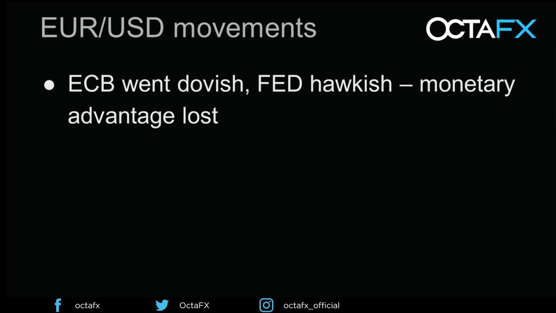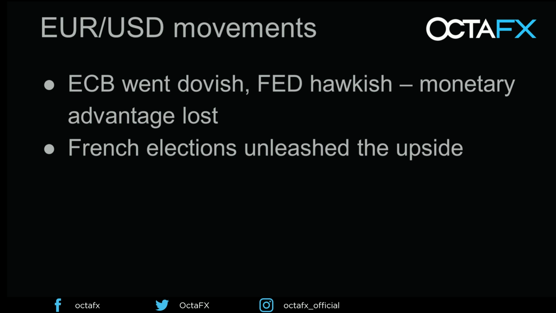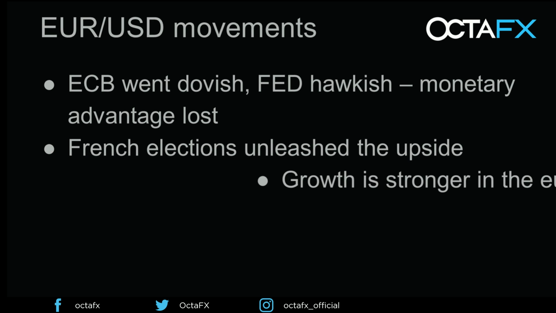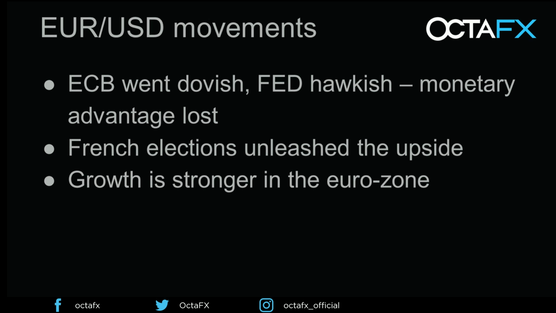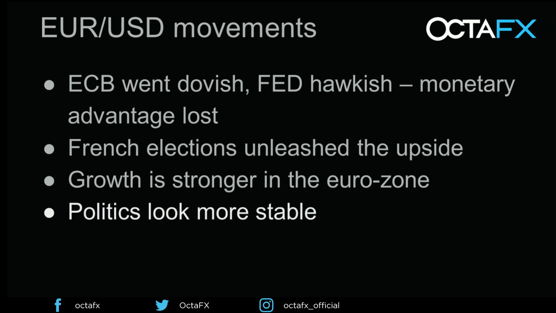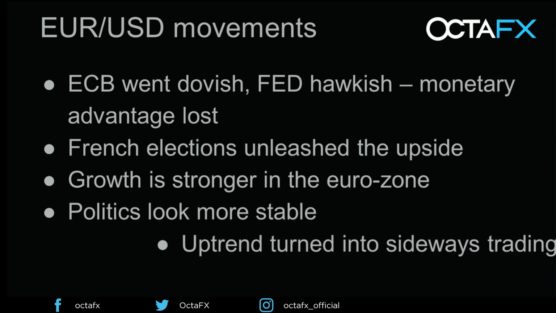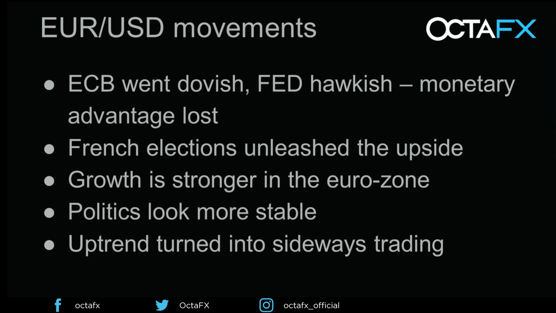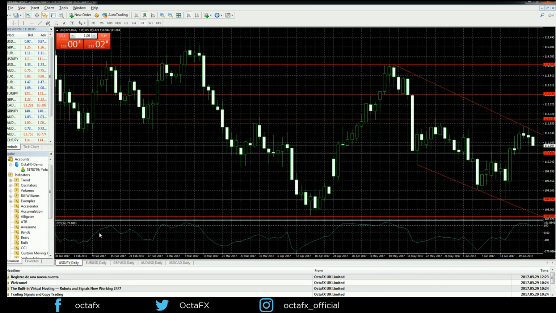In general, euro dollar was on an uptrend. Now it's consolidating because the ECB, the European Central Bank, was a bit more dovish and the Fed a bit more hawkish. So the monetary advantage that the euro had is lost. However, politics looks better in the eurozone, especially since the French elections. Growth is stronger in the eurozone as well. So things are looking better in Europe. The uptrend now turned into sideways trading, as I said, but I think the longer term picture is still to the upside. Let's look at the charts to show you what I'm talking about.